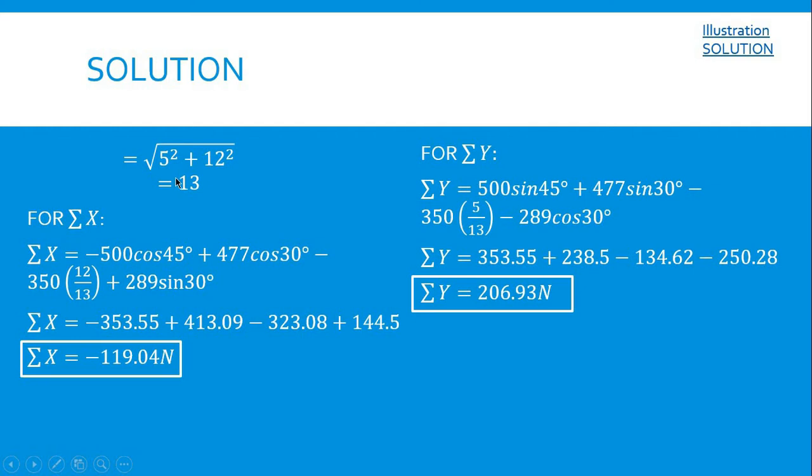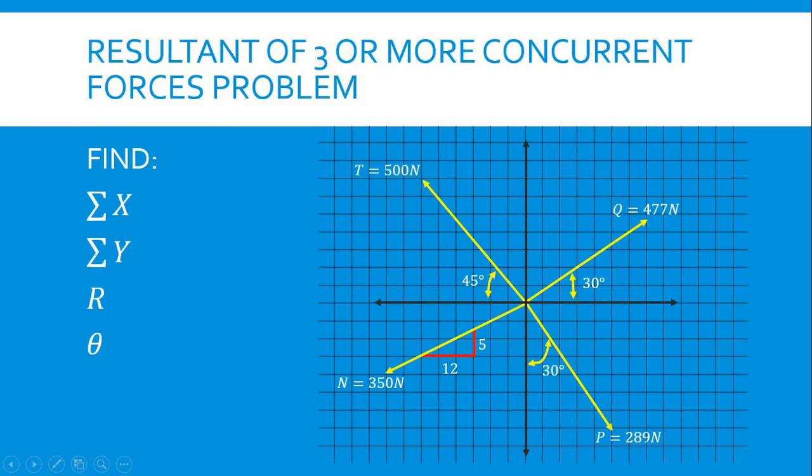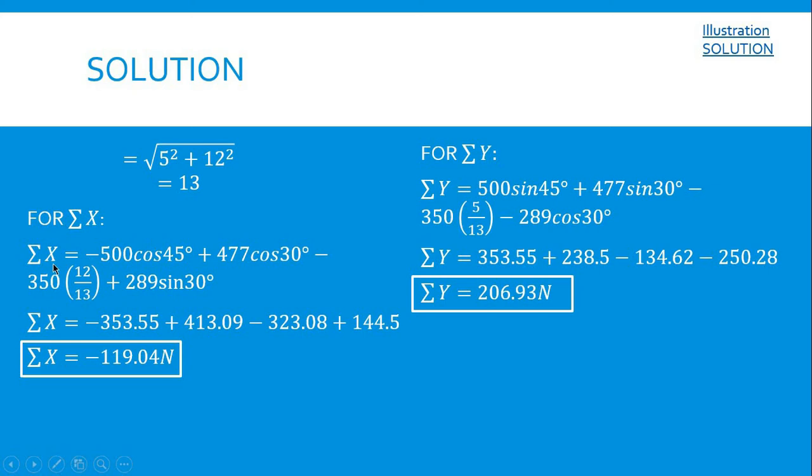So by simply substituting into the Pythagorean theorem, we get the square root of 5 squared plus 12 squared, which is equal to 13. So for the summation of x, taking all the forces P, N, Q, and P: the summation of x is equal to negative 500 cosine 45 plus 477 cosine 30 minus 350 multiplied by 12 over 13 plus 289 sine 30.